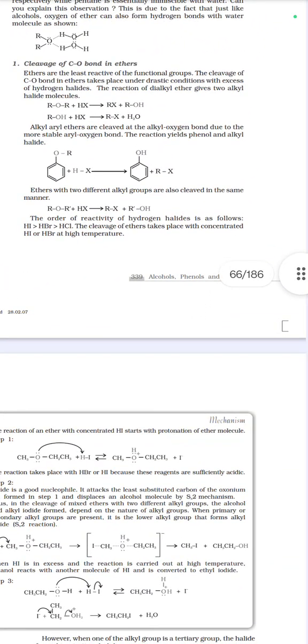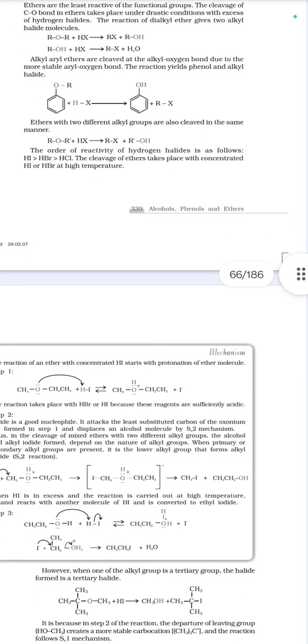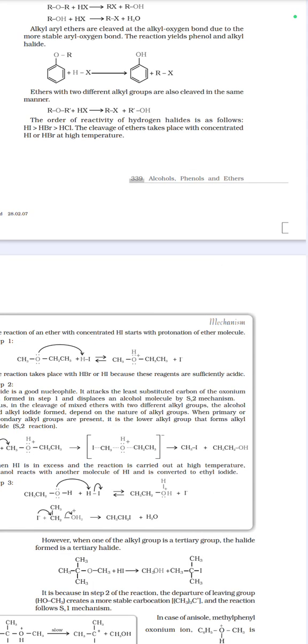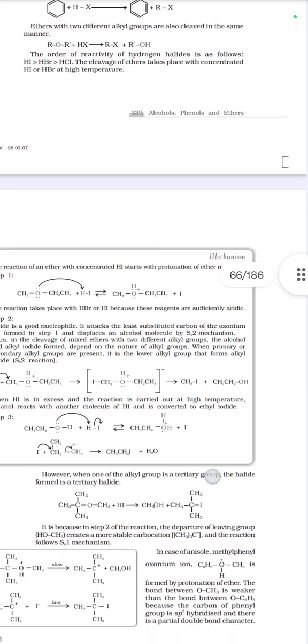Chemical reactions. Cleavage of the carbon-oxygen bond in ether. Ethers are the least reactive of the functional groups. Cleavage of the carbon-oxygen bond in ether takes place under drastic conditions. With excess of hydrogen halide, the reaction of dialkyl ether gives two alkyl halides. Alkyl aryl ethers are cleaved at the alkyl-oxygen bond due to the more stable aryl-oxygen bond. The reaction yields phenol and alkyl halide. Ether with two different alkyl groups are also cleaved in the same manner.